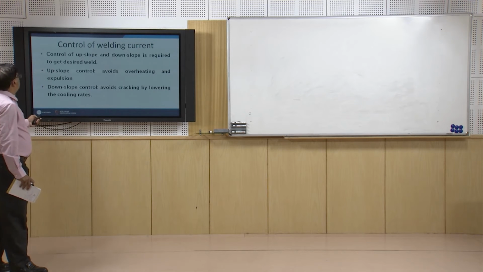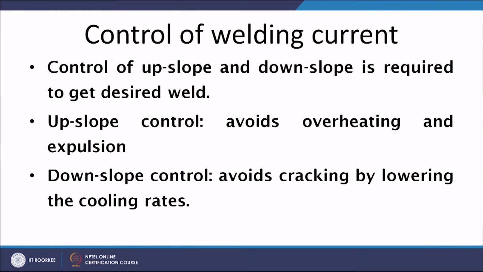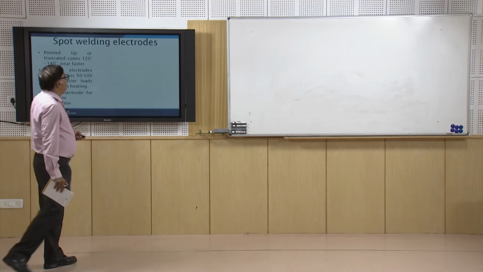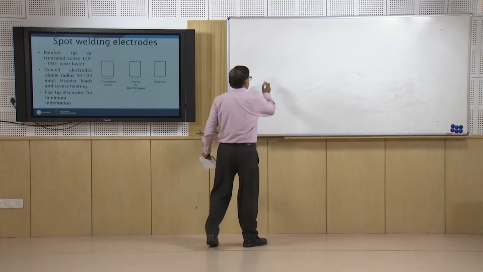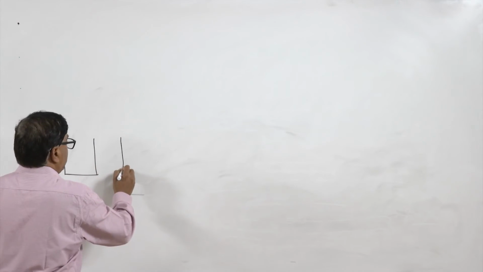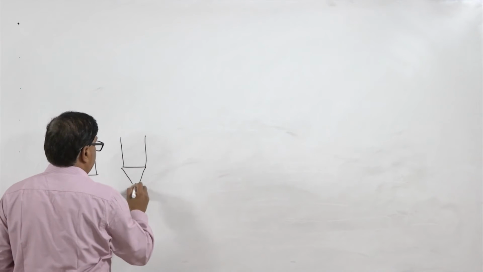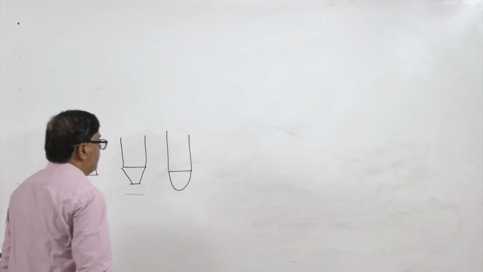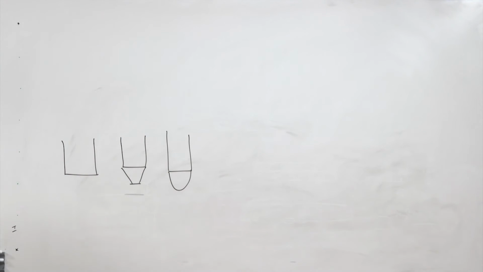The control of the upslope and downslope is important. Upslope avoids the overheating and expulsion, and downslope avoids the cracking by lowering the cooling rate tendency. And there are three types of electrodes which are used for the spot welding process. One is flat, like this. Another is a truncated cone type, which is like this, and another is dome type. In the dome type, a hemispherical shape dome is there.